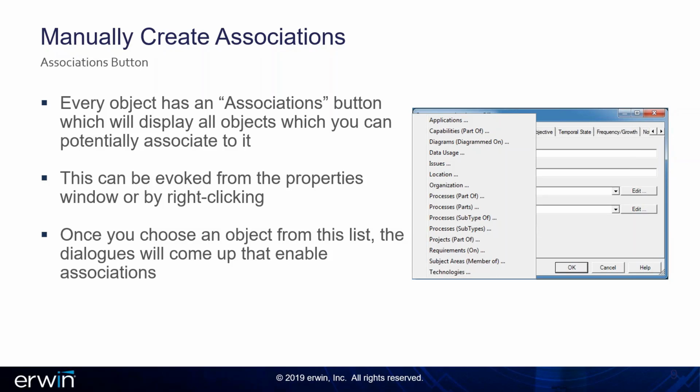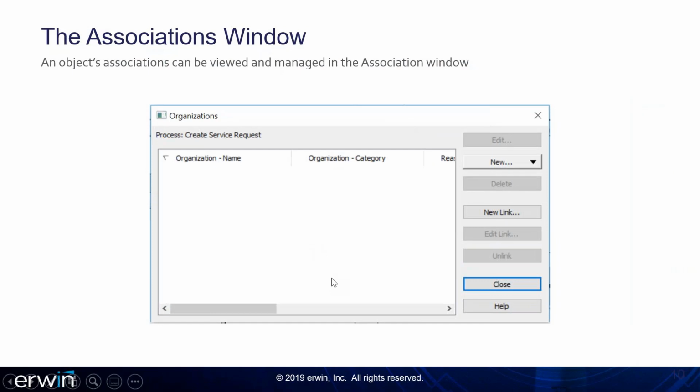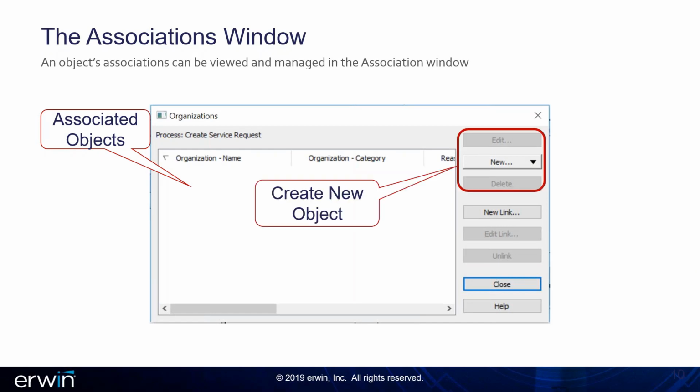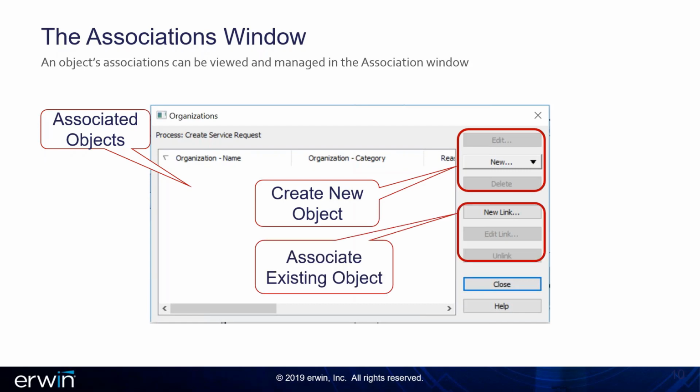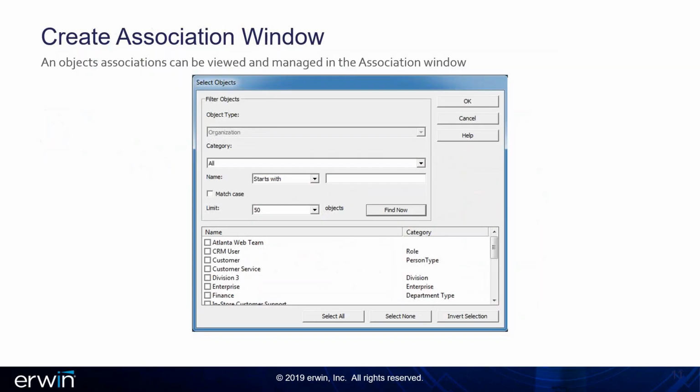So when you're on a diagram, this is how you can do it. You would choose the object you wish to associate to, and then you'll be prompted with a dialog that shows you what's currently associated. So this is showing us the associated organizations for the create service request process. And then you can either create a brand new organization to associate to that process or choose an existing one. And if you choose an existing one, you will be prompted with a dialog that shows us those existing organizations. On this dialog, you can see the existing organizations listed at the bottom, and you can choose the ones that are appropriate for this process.